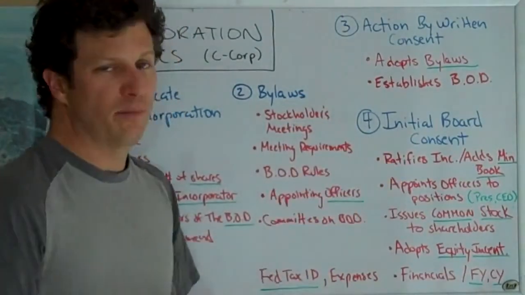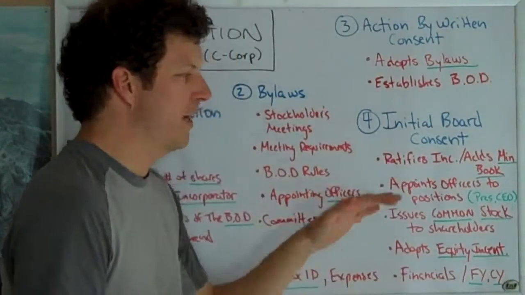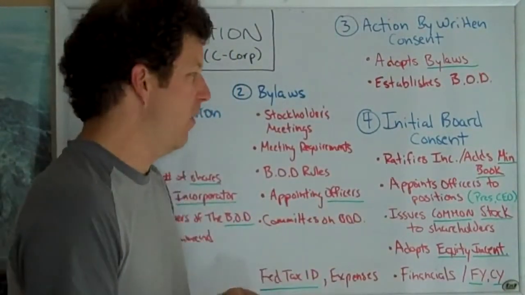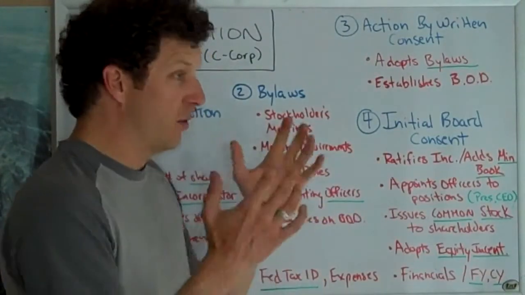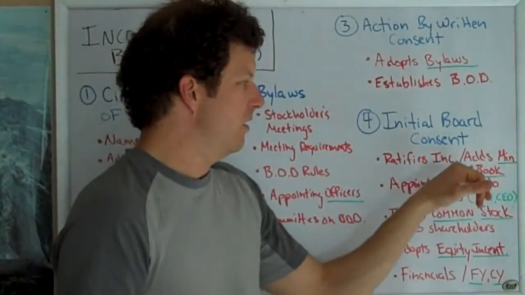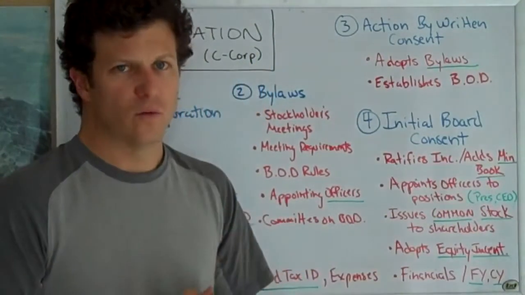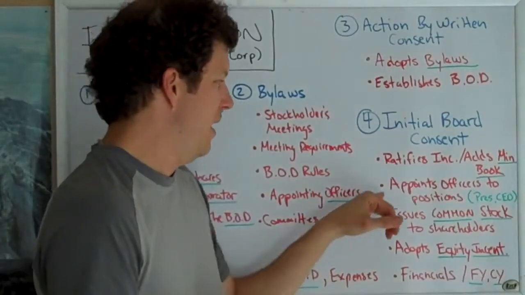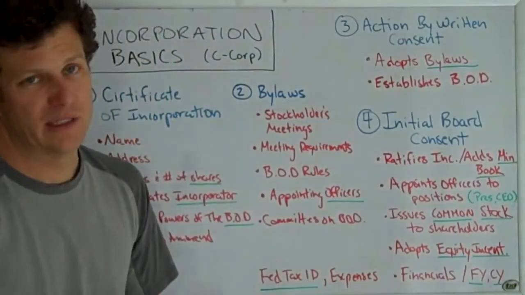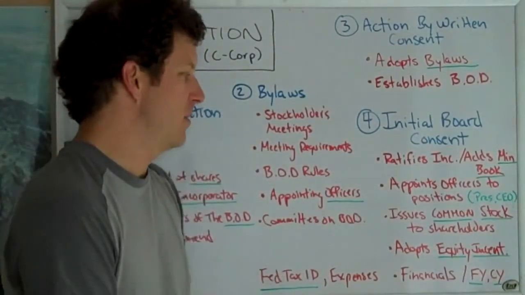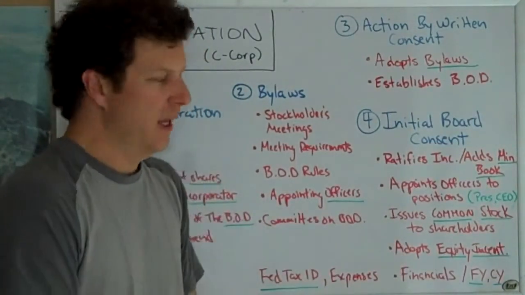Then there's an initial board consent. This is a very important document. It holds a lot of information, a little more than I have here, but this will give you the general flavor of how it works. First, it ratifies the incorporation. The board says, yes, the incorporation was valid. It also establishes a minute book, so it gives you rules about how you take minutes. It appoints officers to positions like president, CEO, secretary. It names those officers. It issues common stock to shareholders, which is important.